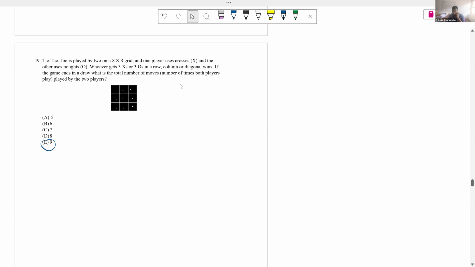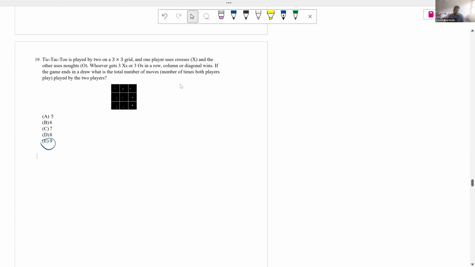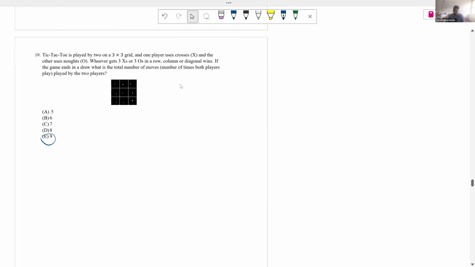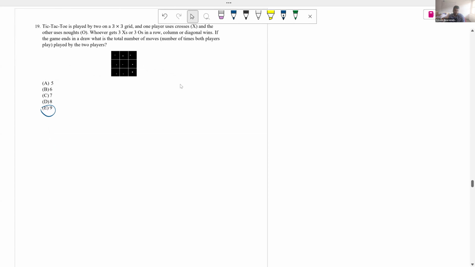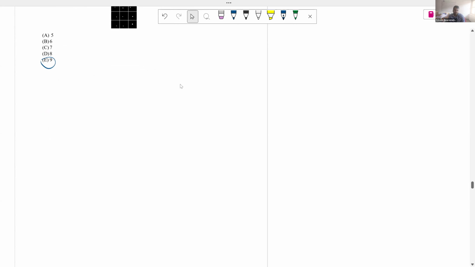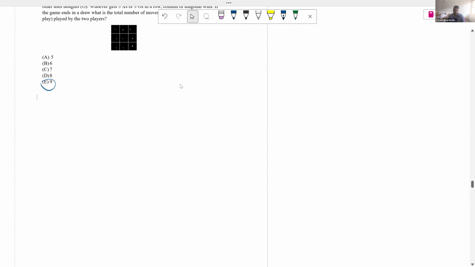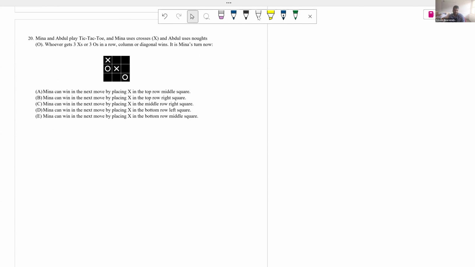If you know who is playing, if the game ends in a draw, you should be able to say it in about 8 squares. But if you don't know who's going first, then you have to say 9.